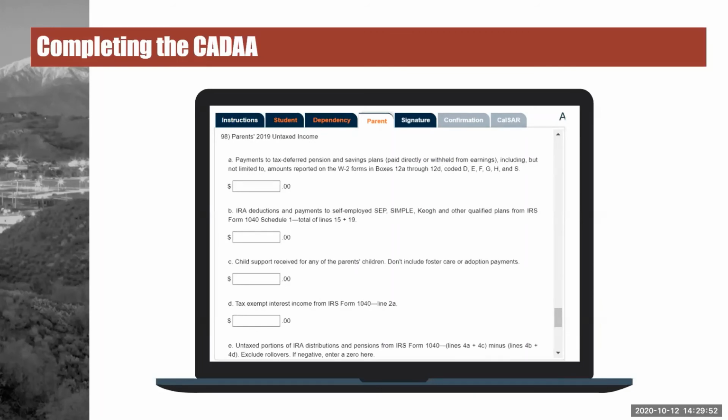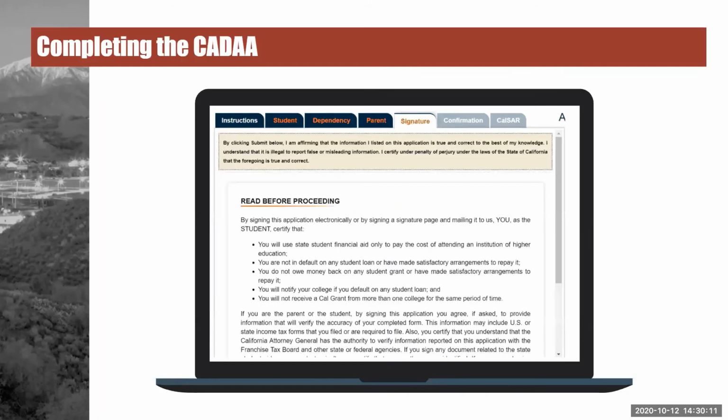You are then presented with questions which ask about various sources of parent untaxed income. Once again, read through each question, consulting relevant documents as recommended in each question. If your parent hasn't received some or all of the types of untaxed income contained in each question, then simply report $0. Wonderful. You are now nearing completion of the California DREAM Act application.